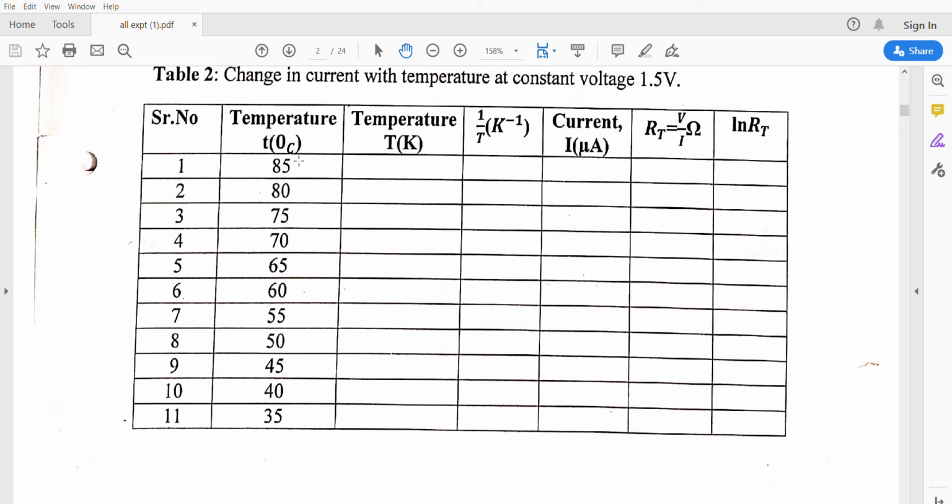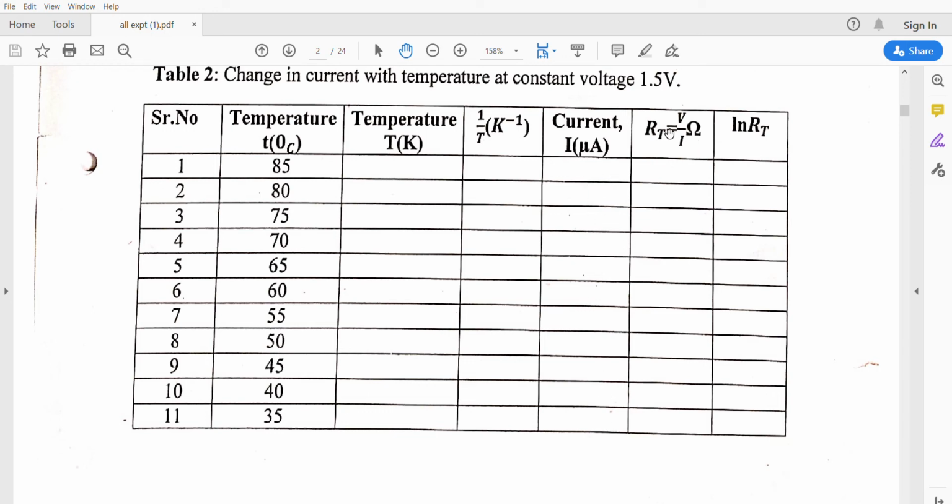After that, switch off the heater knob. When you switch off the heater knob, the temperature will fall slowly. So for every 5 degrees fall in the temperature, you note down the current readings. Here the temperature readings are already noted down: 85, 80, till 35 degrees. Temperature in kelvins needs plus 273, so 85 degrees centigrade plus 273 gives us temperature in kelvins, and after that the reciprocal of temperature, 1 by T. Note down the current readings for the particular temperature values. For every temperature reading we have to note down the current readings, that is current I1, I2, I3 and so on till 35 degrees centigrade.